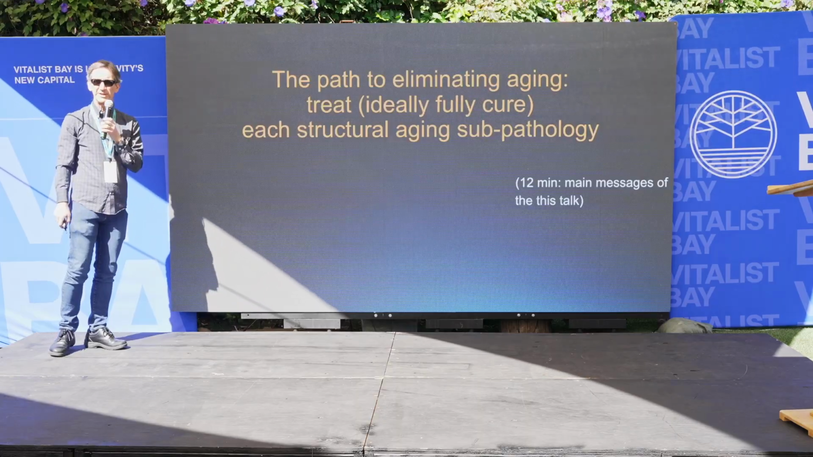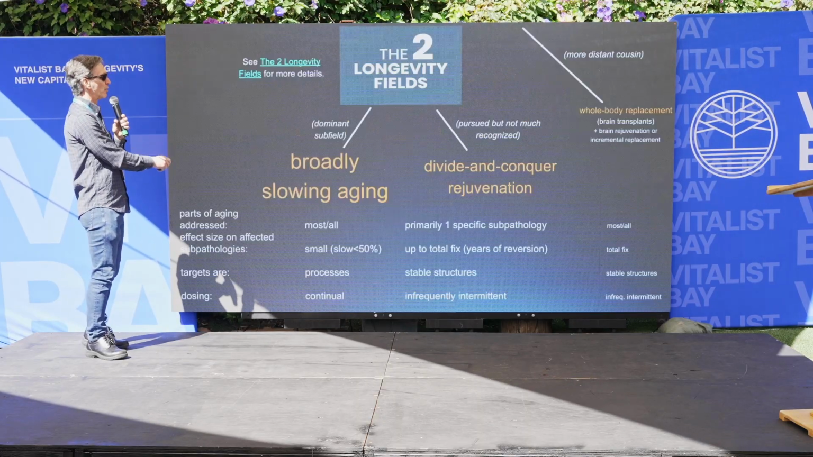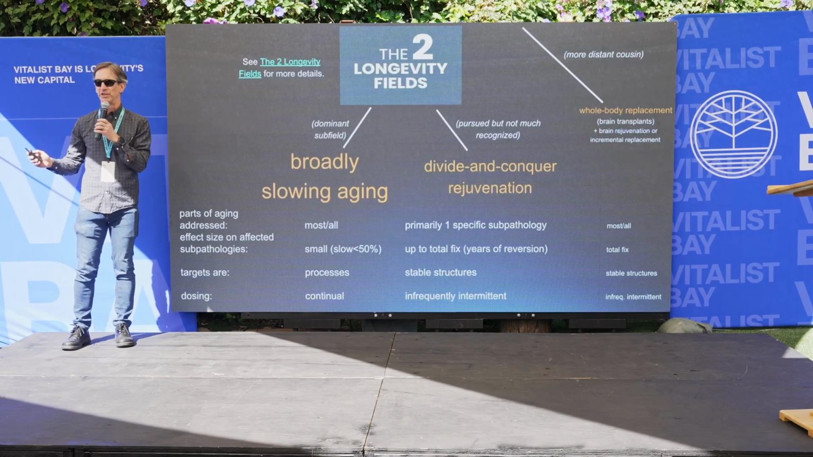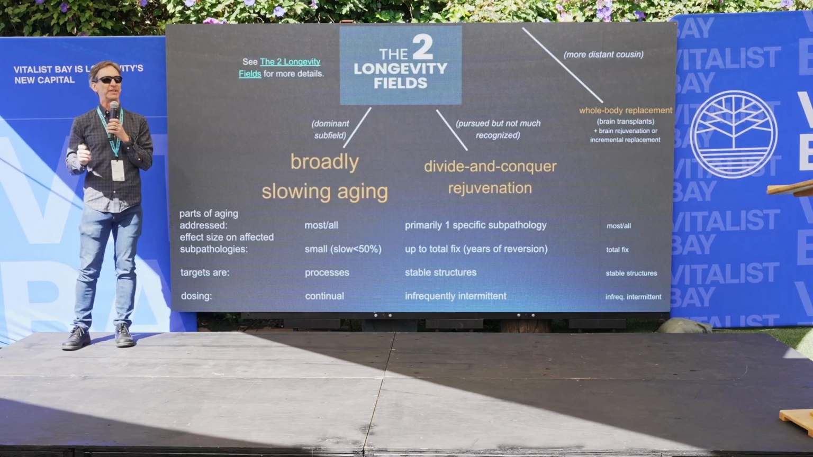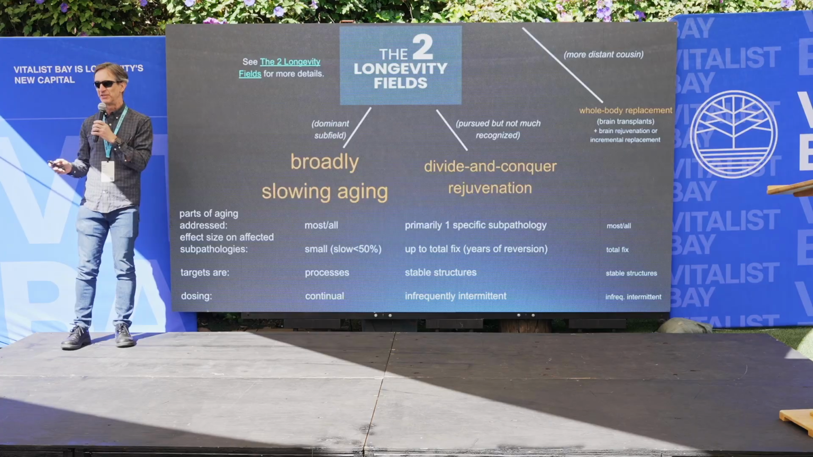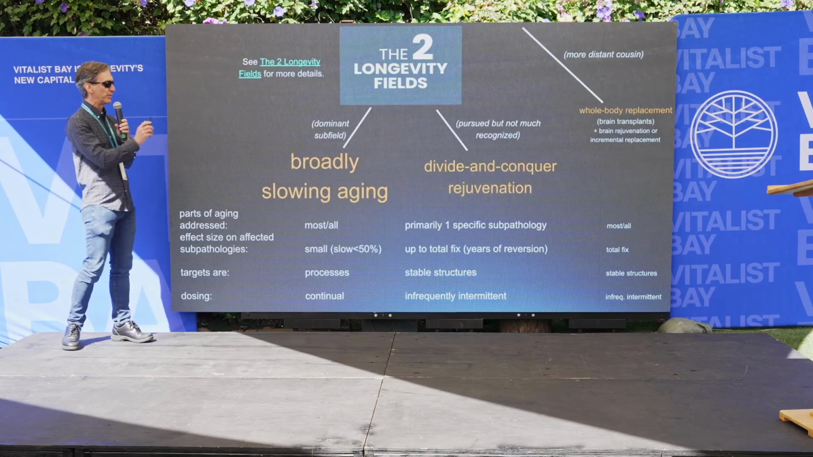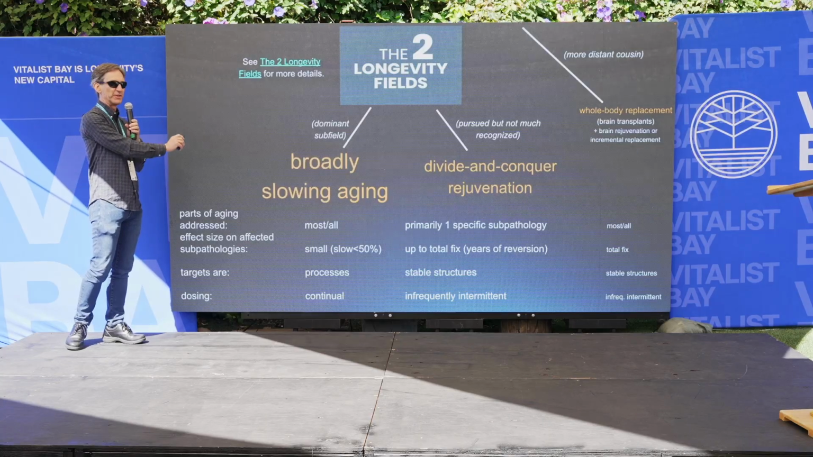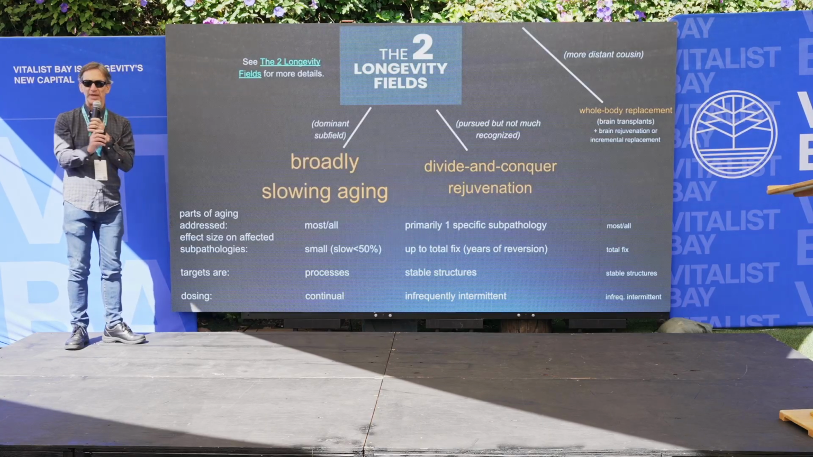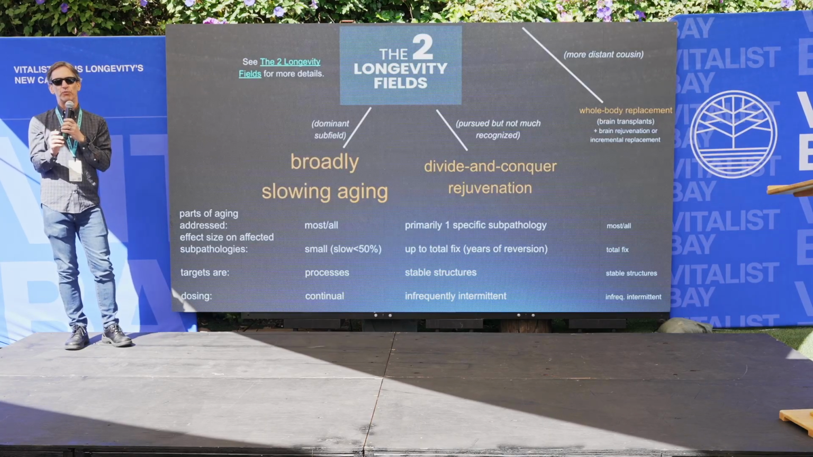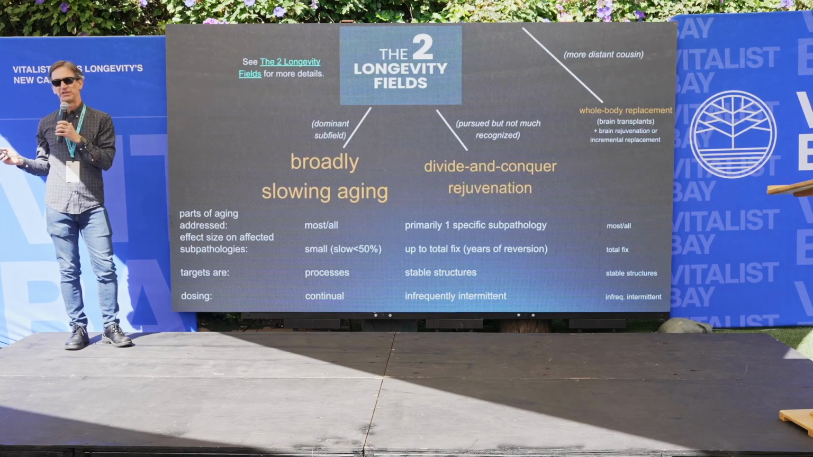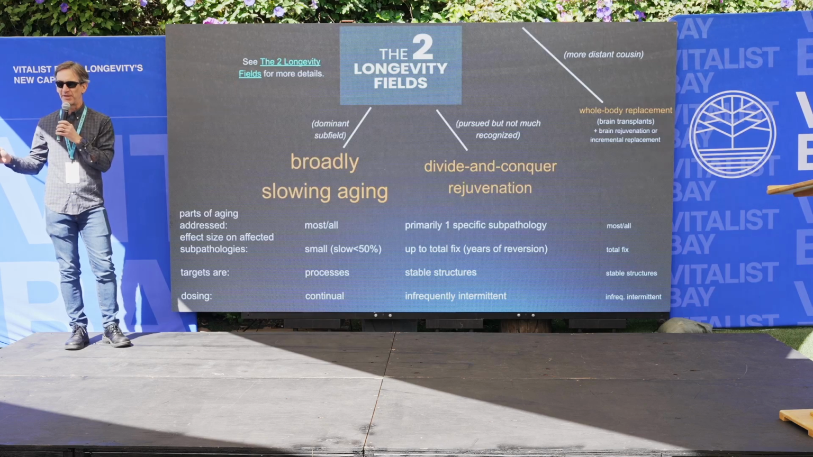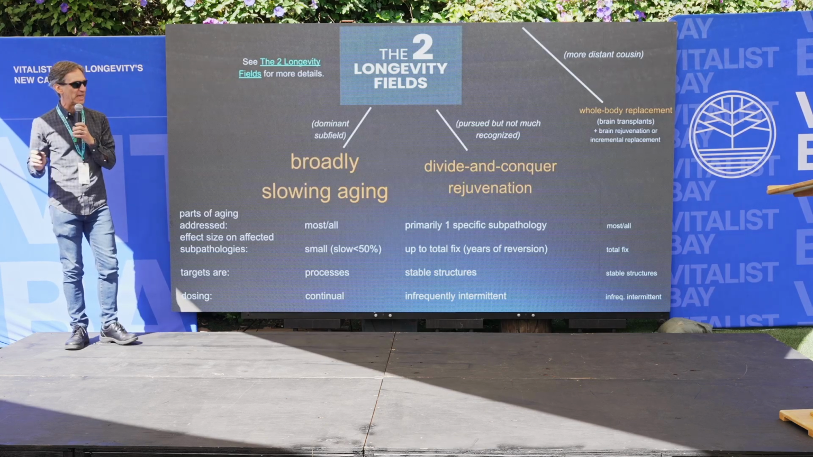So what I want to concentrate on in this talk today is that there really are two different subfields here within the overall aging and longevity field, and it's not often enough discussed, the differences between these two, or even the recognition that the divide and conquer rejuvenation one exists. The two main broad subfields are broadly slowing aging, which essentially broadly slows all the aging-related pathologies because it essentially slows the whole clock. So all the different sub-pathologies of aging are slowed to a certain extent.